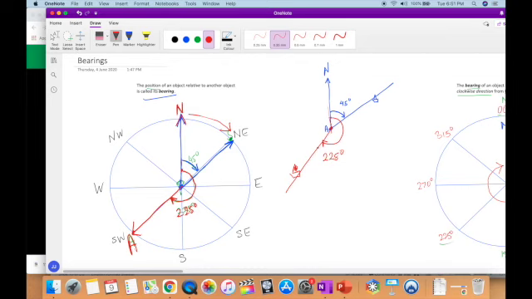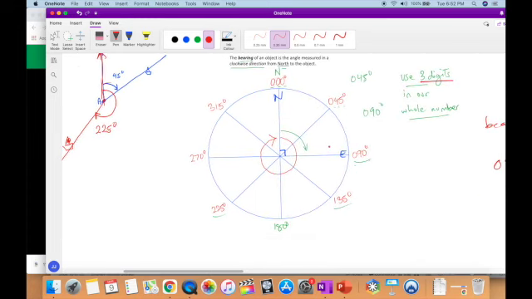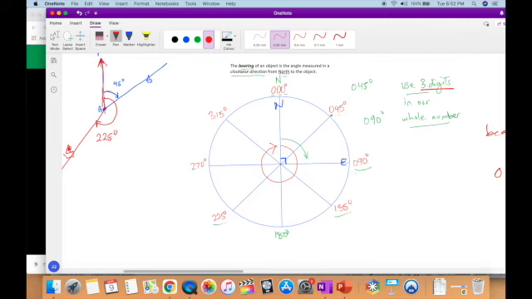So remember, bearings are always measured in a clockwise direction from the north line. Everybody understands this about bearings? Yes, sir. When we are referring to bearings, we always refer to it in 3 digits. So you wouldn't just say 45 degrees. If you're talking about 45 degrees, you're talking about an angle, a triangle or a shape. You're not talking about a bearing.